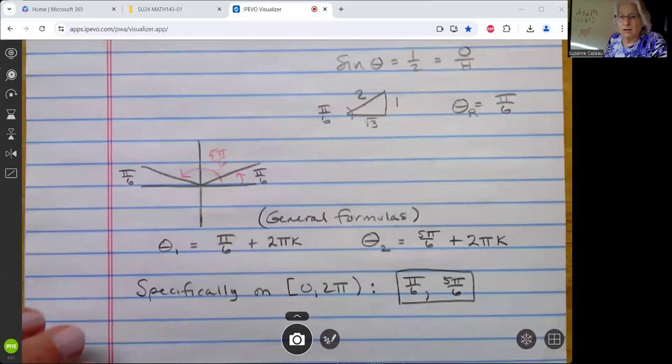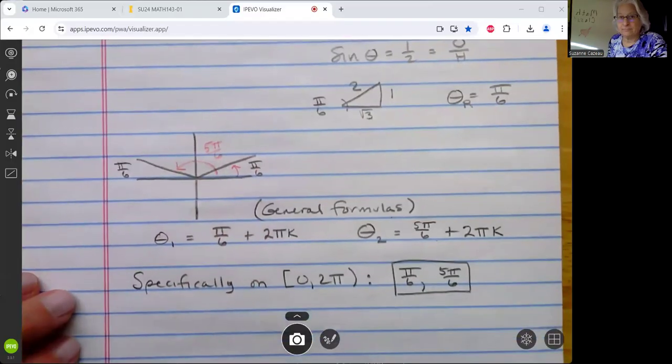Now, if you just want the angles that are between 0 and 2 pi, these are them: pi over 6 and 5 pi over 6. That's it.